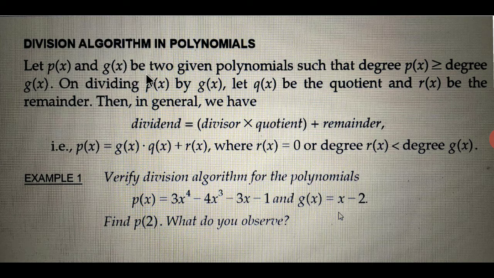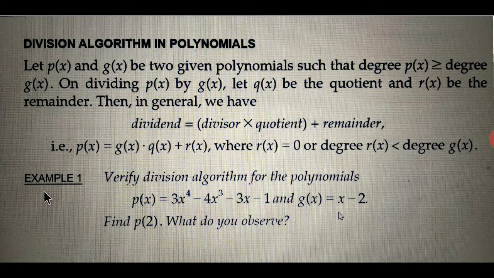Let p(x) and g(x) be two given polynomials such that degree of p(x) is greater than or equal to degree of g(x). On dividing p(x) by g(x), let q(x) be the quotient and r(x) be the remainder. Then in general, we have dividend equal to divisor into quotient plus remainder. That is, p(x), the dividend, equal to g(x) into q(x), that is divisor into quotient, plus r(x), that is remainder, where r(x) equal to either 0 or degree of r(x) is less than degree of g(x).